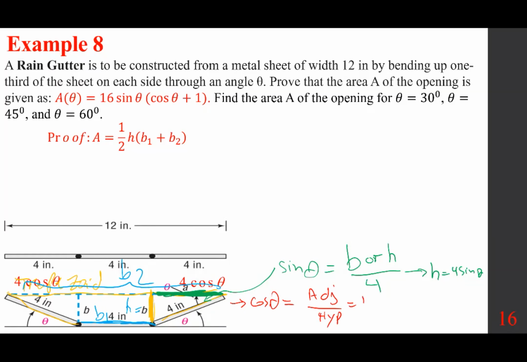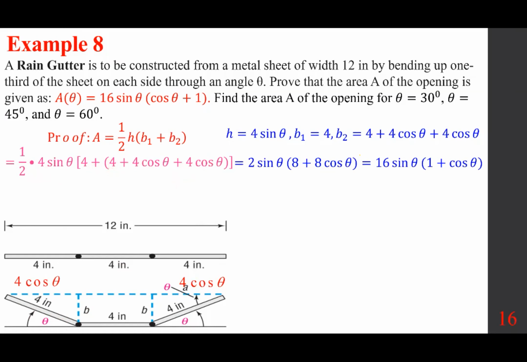4 and 1/2, the product is 2. This one, 4 and 4 is 8. This one is 8 cosine theta. And I hope you see that I can take out the 8 here, which gives us this formula, and we just proved it. That's the main part. The rest is very simple, just plug in.